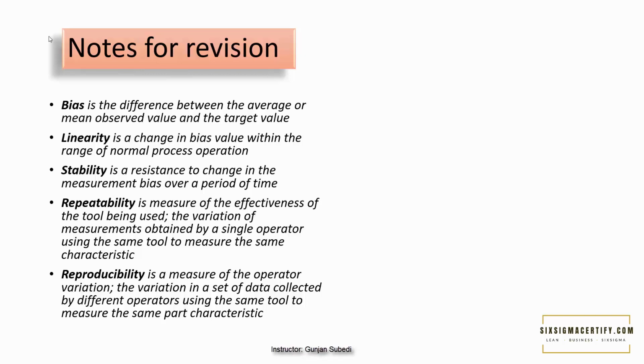Stability is a resistance to change in measurement bias over a period of time. Repeatability is a measure of effectiveness of the tool being used and the variation of the measurements obtained by a single operator using the same tool to measure the same characteristic. Last but not least, reproducibility is the measure of operator variation, or the variation in a set of data collected by different operators using the same tool to measure the same part characteristic. So the basic difference between repeatability and reproducibility is that with repeatability there is a single operator, whereas in reproducibility there are multiple operators.